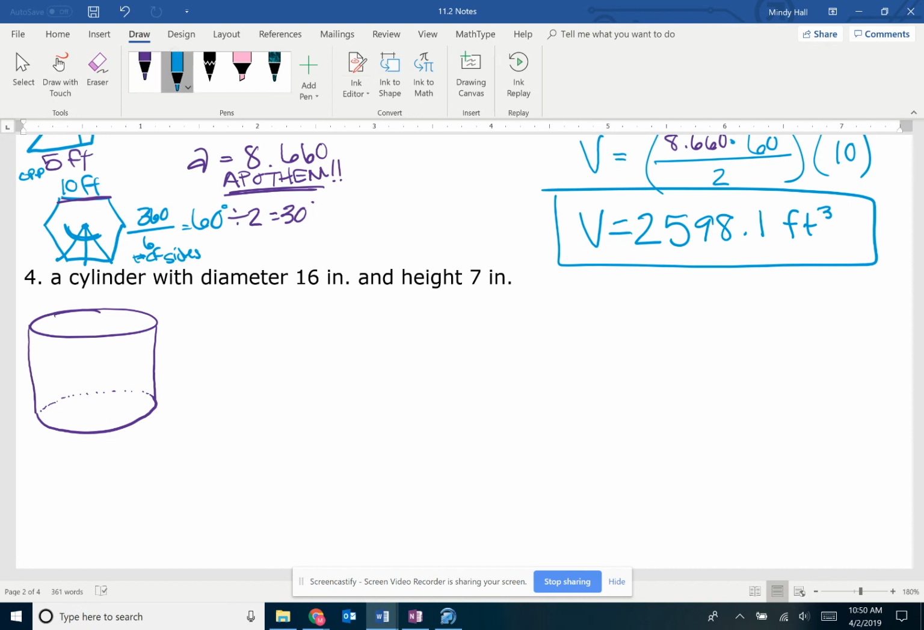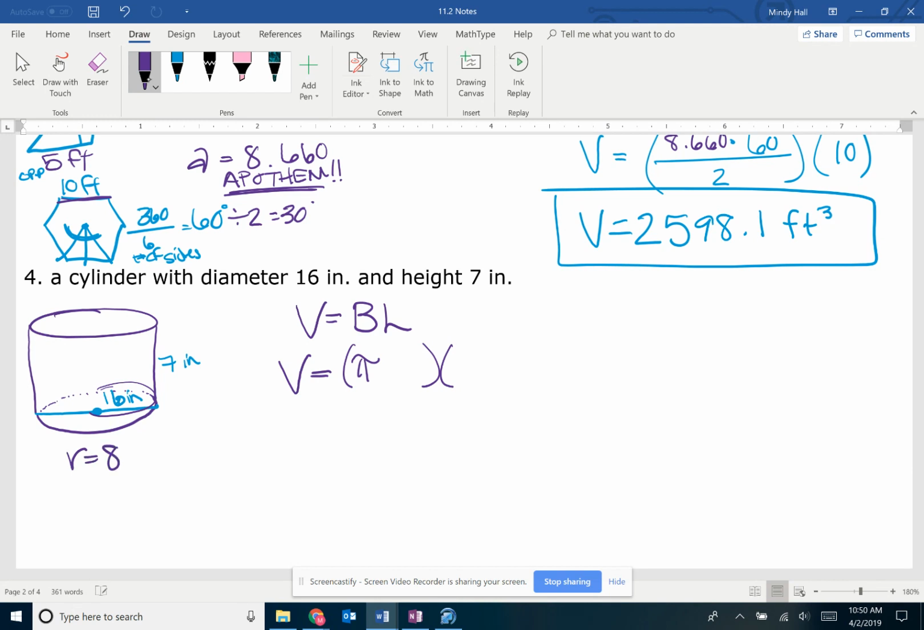But with this cylinder, I know that the diameter, so all the way across, is 16 inches. And I also know that it has a height of 7 inches. So if I want to plug into the volume formula, I need the area of my base, which is pi r squared. And in this case, r is half of that 16 because that's a diameter. So r is actually just 8 inches. And then my height is 7 inches.